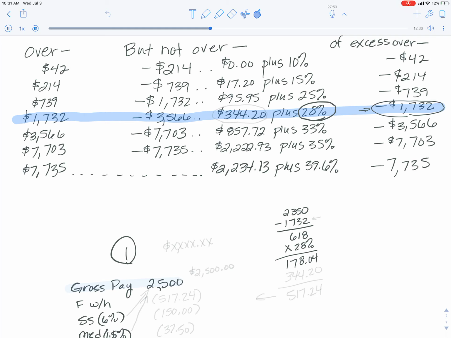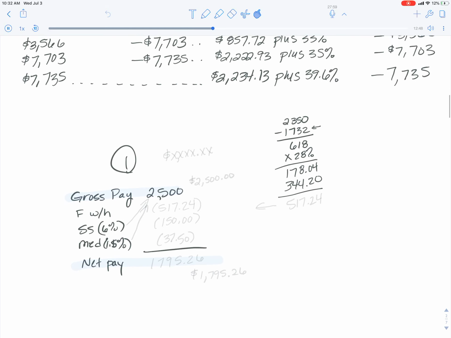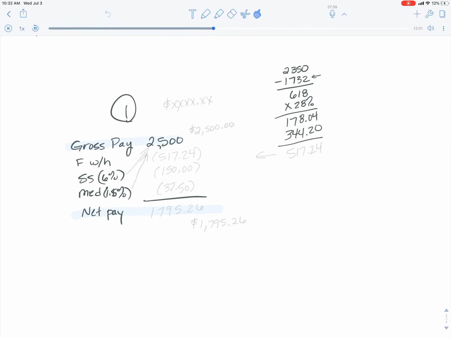We now have to add in what was the tax on $17.32. It was given to you, $344.20. So your total tax is $517.24. So we can plug that into our net paycheck.